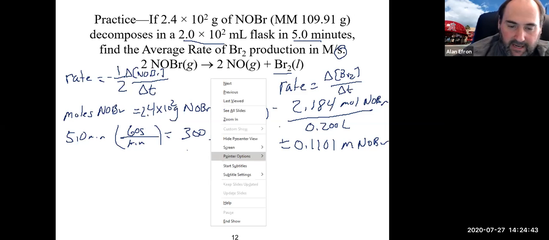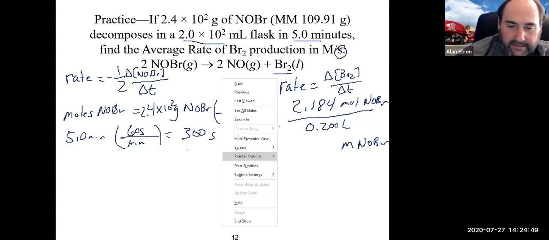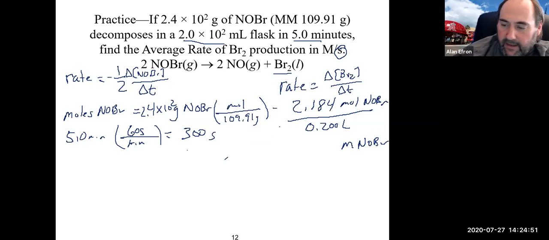So let me get rid of that. Sorry about that. That didn't look too right to me. Let's see. There we go. So we should end up with 10.92 molar NOBR if you actually punch it in correctly in your calculator, which I would highly recommend, I suppose, right? I guess so.